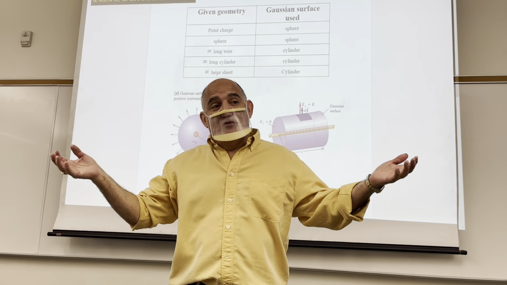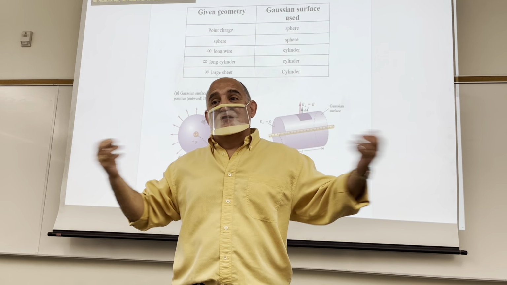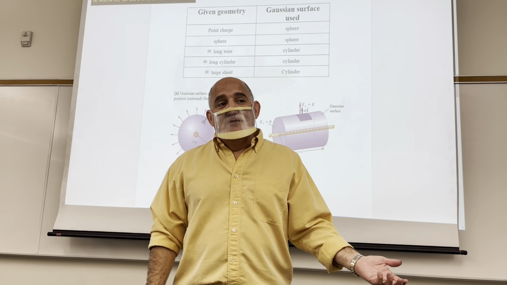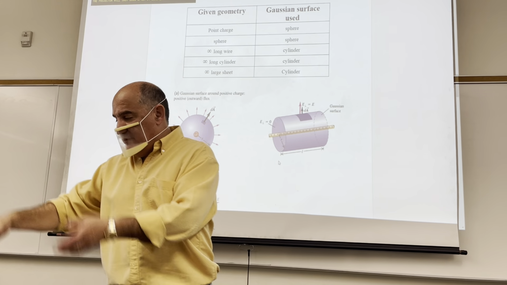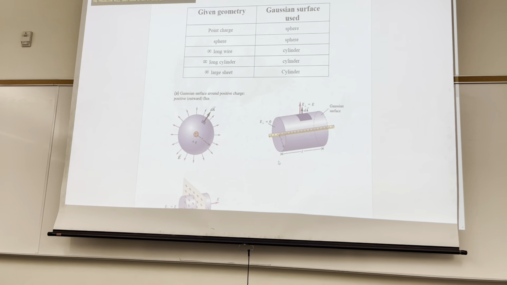Because if it's uniformly distributed, what would be the total charge if the thing is infinitely long? If I have 2 coulombs per meter, and so on, when this thing is infinitely long, what will be the total charge? Infinite.